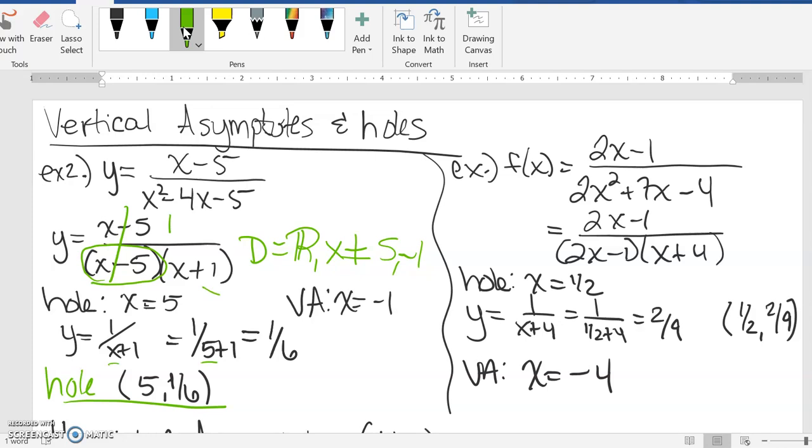And any factor that remains, wherever that factor equals 0, at x equals -1, that will be your vertical asymptote. Okay?